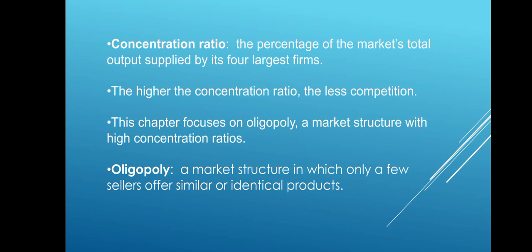Oligopoly. Concentration ratio: the percentage of a market's total output supplied by its four largest firms. The higher the concentration ratio, the less the competition. Let's focus on oligopoly, a market structure with high concentration ratios. Oligopoly is a market structure in which only a few sellers offer similar or identical products.